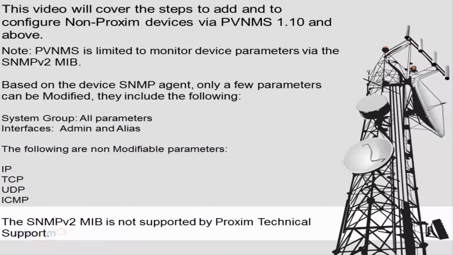There are certain ones that are not programmable: IP, TCP, UDP, and ICMP. Those are for monitoring only. Please note that this feature of the MIB is not supported via Proxim technical support. If you have any issues with the MIB itself, you may want to contact technical support for that particular product. Because it is just a standard MIB, there is no support for the MIB or for the product. So if you have an HP or an Axis or Cisco, whatever you're trying to use, Proxim technical support will not support it.